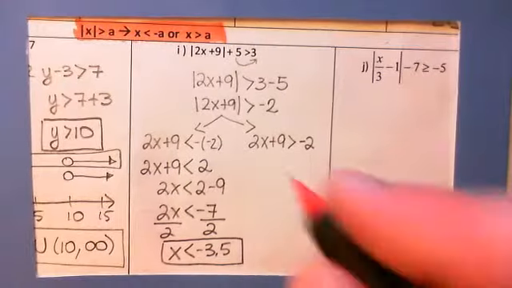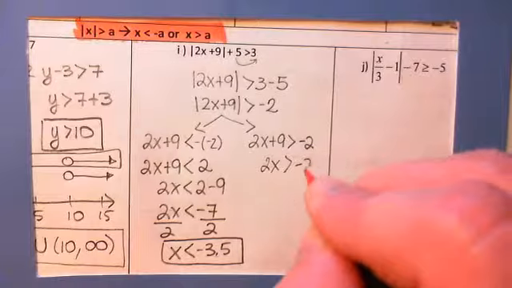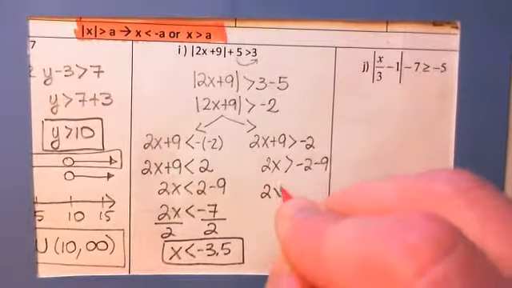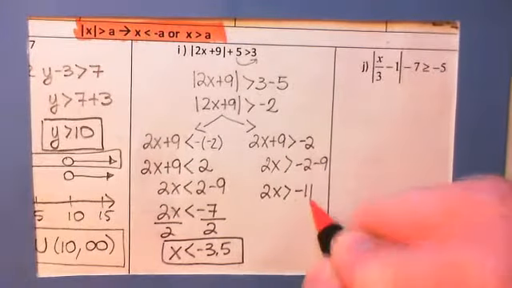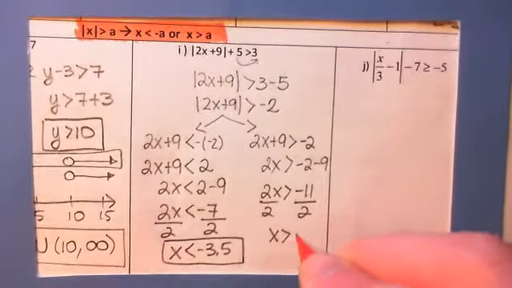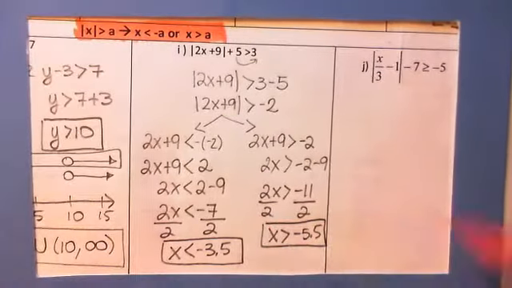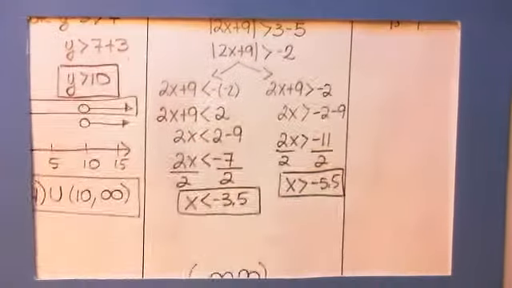Okay, now we're going to do the other one. So this will be 2x greater than negative 2 minus 9. So it will be 2x greater than negative 11, over 2. x must be greater than negative 5.5. All right, so we solved for both x's.